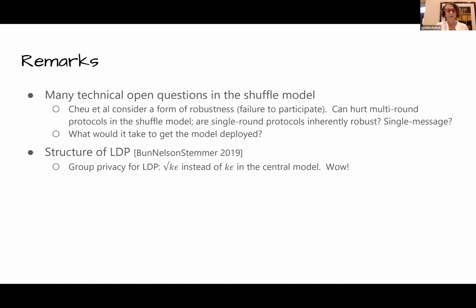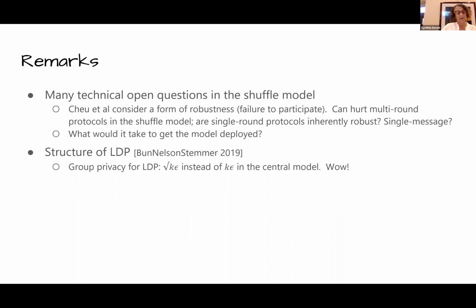Okay, there's some very beautiful work on the structure of local differential privacy. So for example, Bun, Nelson, and Stemmer showed that, I didn't talk here about group privacy, but if an algorithm is epsilon differentially private in the central model, then it's automatically k epsilon differentially private for a group of k. So if you have a family of size 5, it's 5 epsilon differentially private for your family. Group privacy, they show, is more like square root of k epsilon instead of k times epsilon that we would have in the central model.